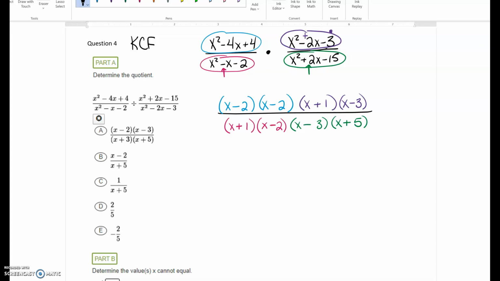Now we need to work on canceling common factors. So I see that the x plus 1 cancels. One of the x minus 2's cancels. And x minus 3 cancels. So our answer is x minus 2 over x plus 5.